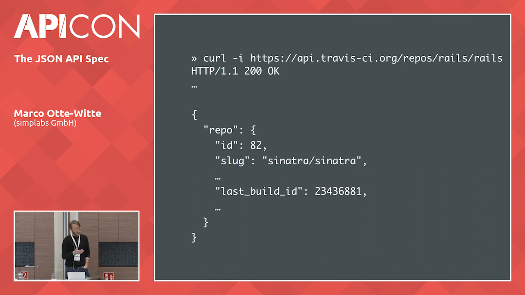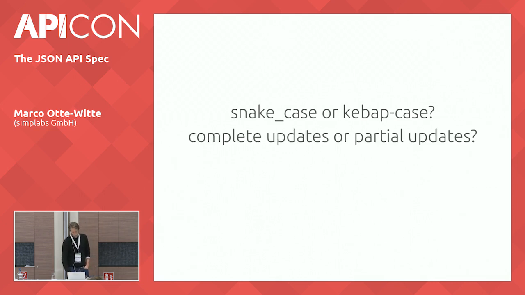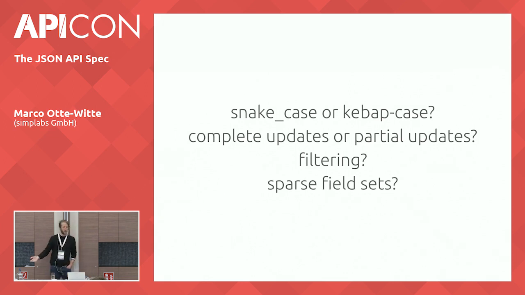And those two examples are just very simple examples. Really, you might have more differences between different APIs, like are you using snake case or kebab case? Do you allow partial updates for resources so that you can just send the attributes that you want to change, or do you always have to send the complete object for updates? How do you do filtering, like basically querying for resources with particular values for particular fields? Do you allow sparse field sets? If you do, how do you do it?